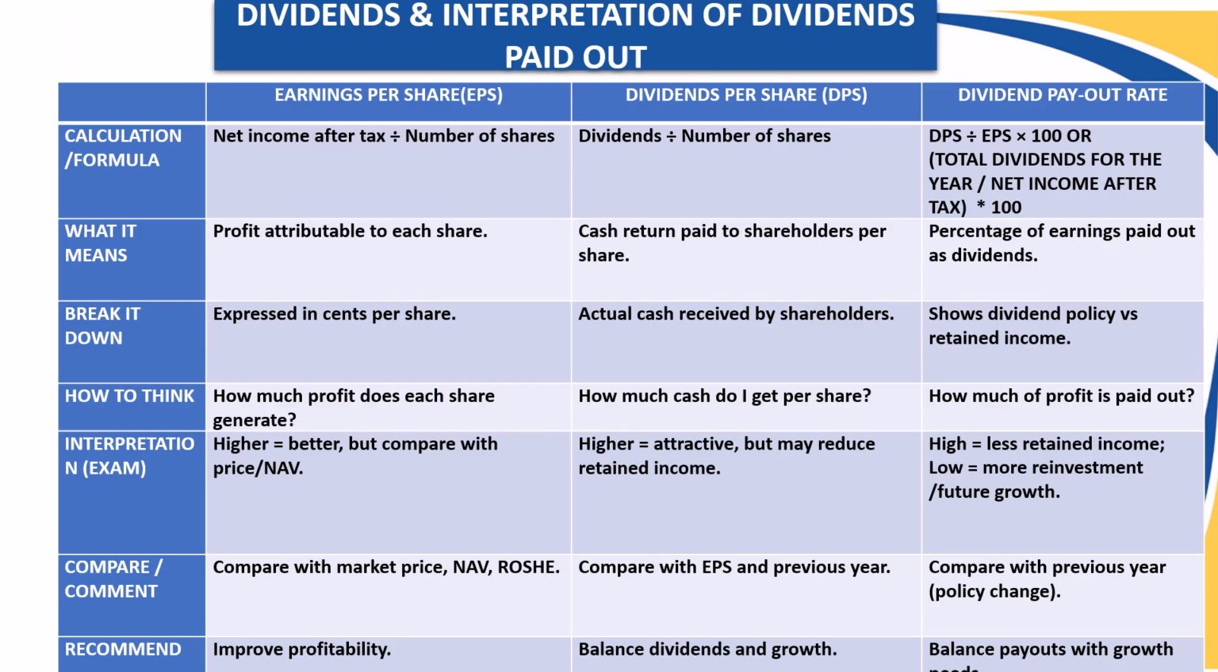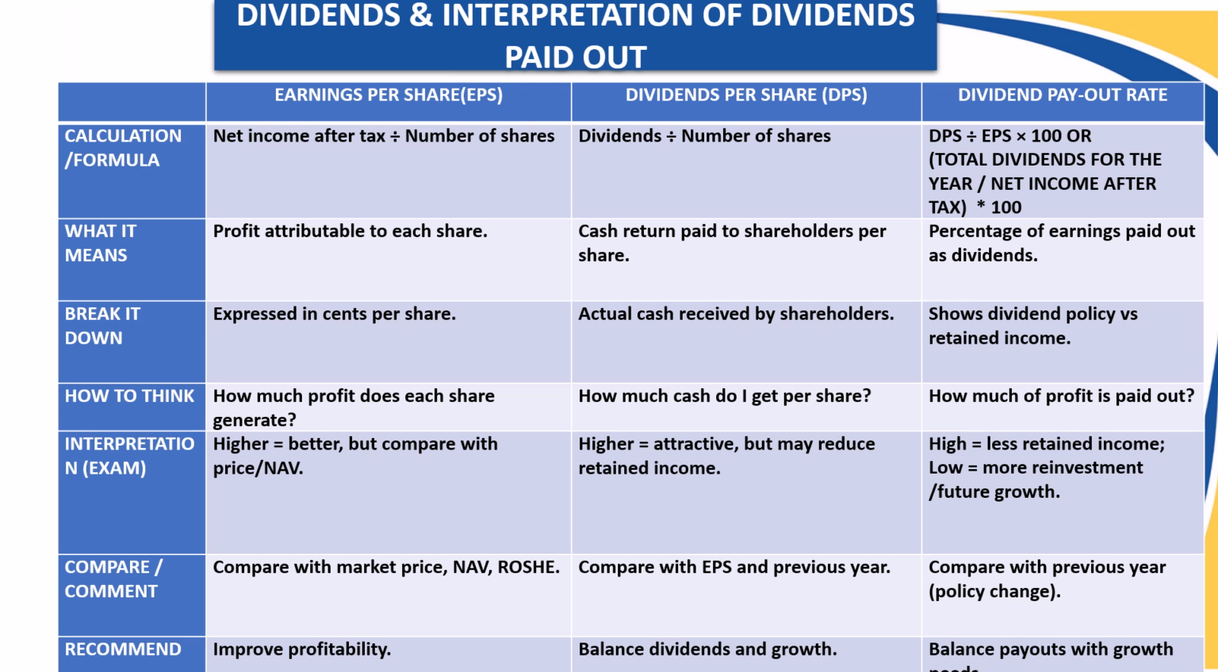The next section is dividends and the interpretation of dividends paid out. Our net income after tax, the directors decide on how they are going to distribute or how they are going to divide the net income after tax. Remember the tax, they don't have a choice. They have to give the tax to SARS.